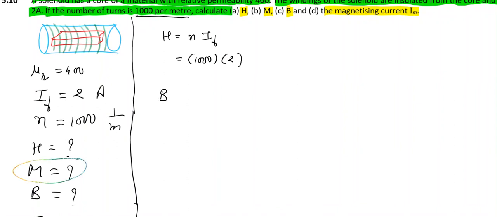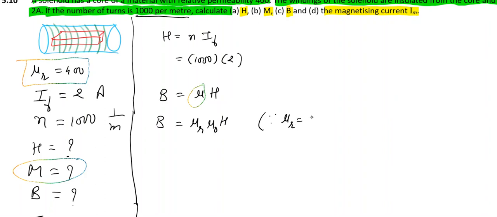So B is nothing but mu H. Now what is mu? Mu is permeability of the material. We are not given that. Instead, we are given relative permeability. So I would change this formula slightly. B is equal to mu r mu 0 H. Why? Because we know that mu r, relative permeability, is mu by mu 0. Okay, so now in this expression we have everything except B known.